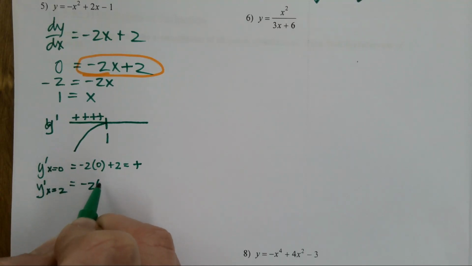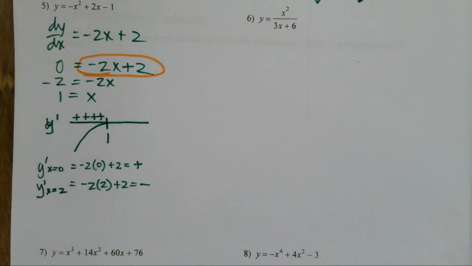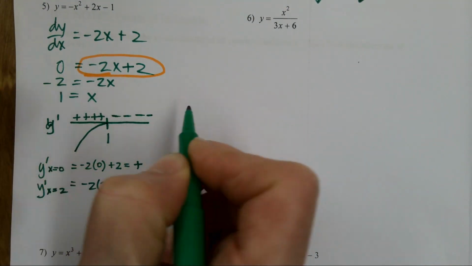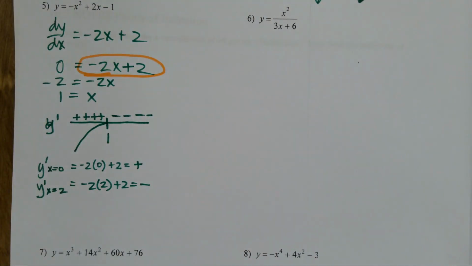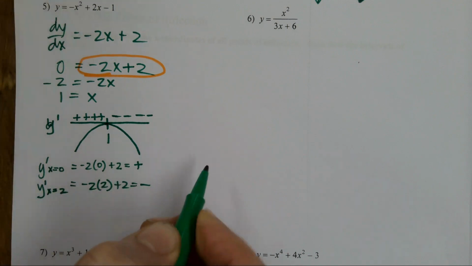Negative 2 times 2 plus 2. Again, I don't care what the answer is. All I care about is that if I do a negative 4 plus a positive 2, I'm going to get a negative result. So I don't have to plug it in my calculator. I just have to figure out what kind of result I'm getting. And that means any value to the right of 1 is negative. That means the graph changes direction at 1 and then is decreasing.